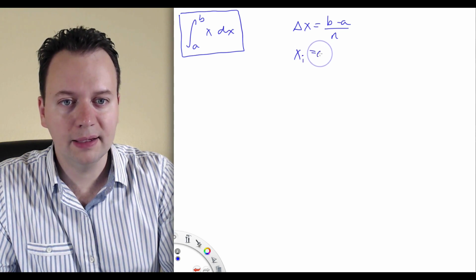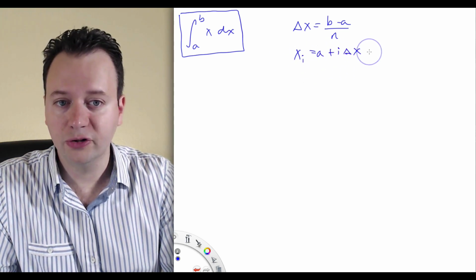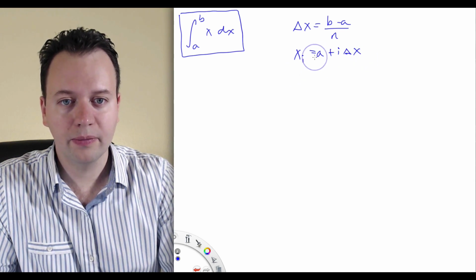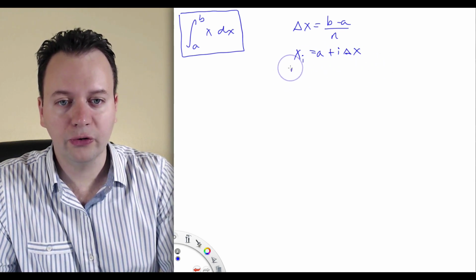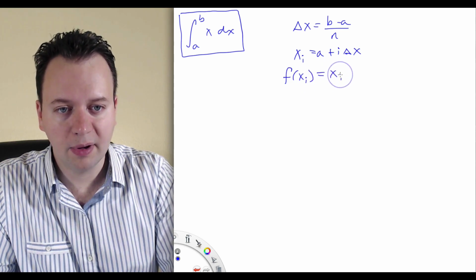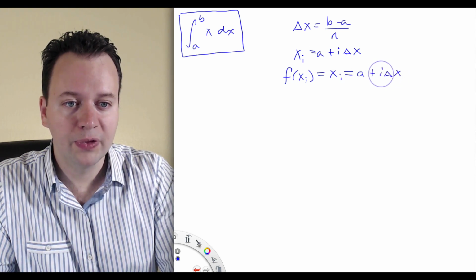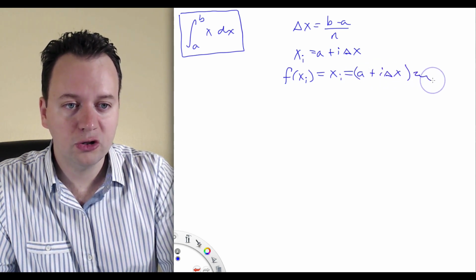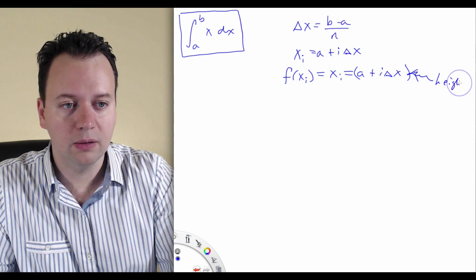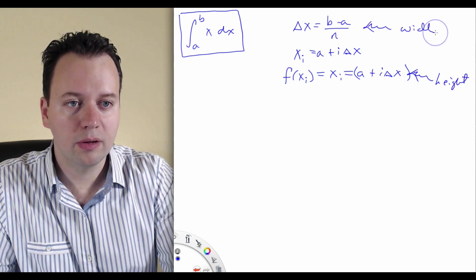x sub i is a plus i delta x. That's just the general formula for the Riemann sum for x sub i. And then we'll use a right-hand Riemann sum. So f of x sub i will just equal x sub i, so f of x sub i is just equal to a plus i delta x. So this will be our height for our rectangle. And then the delta x will be the width.